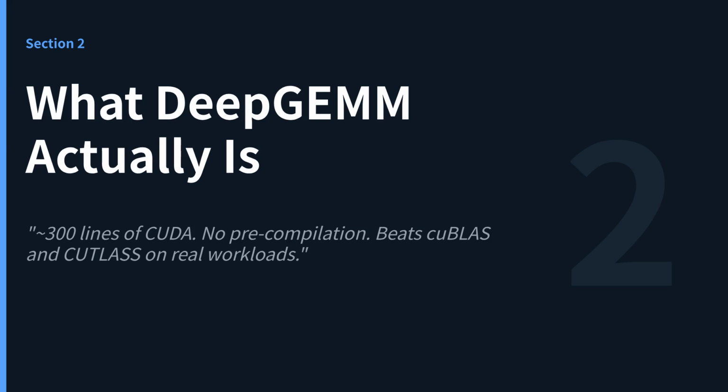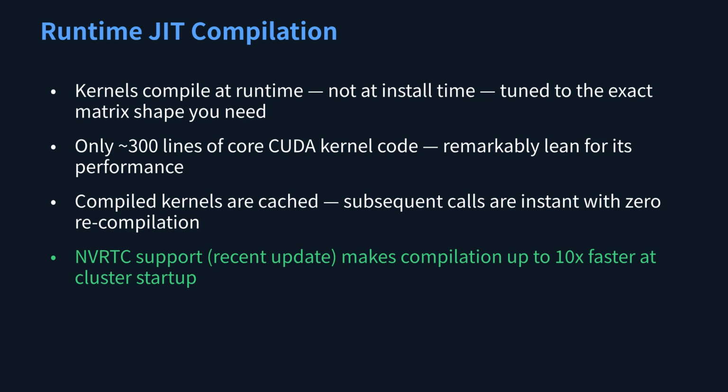This is section 2, what DeepGEMM actually is. The answer might surprise you with how elegant it is. DeepGEMM is a library that compiles its GPU code not when you install it, but at the moment you actually run it. This is called just-in-time compilation, or JIT. The whole core of DeepGEMM is only about 300 lines of CUDA kernel code, remarkably small for something this powerful. When you call DeepGEMM, it looks at the exact size and shape of your matrices, and then compiles a perfectly tuned kernel for exactly that situation.